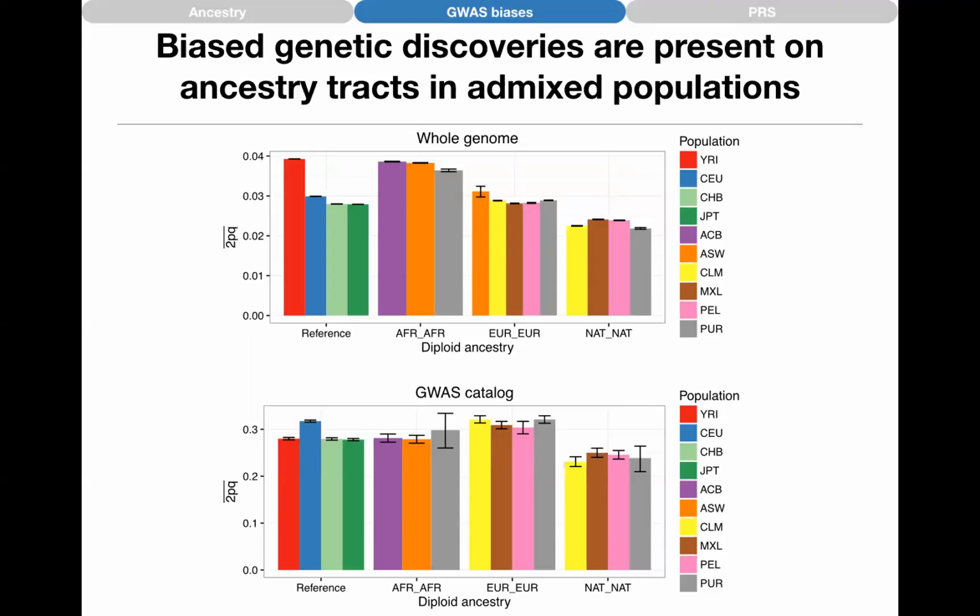On the top, looking across the whole genome, again, you can see that heterozygosity is greatest in the African tracts, less in the European tracts, and even less in the native tracts than in the East Asian tracts, because of how the peopling of the globe occurred, when Native Americans crossed the Bering Strait. There was another bottleneck. If you look at the GWAS catalog sites on the bottom part of this plot, you can see again that European tracts show the greatest heterozygosity, reflecting this study bias.